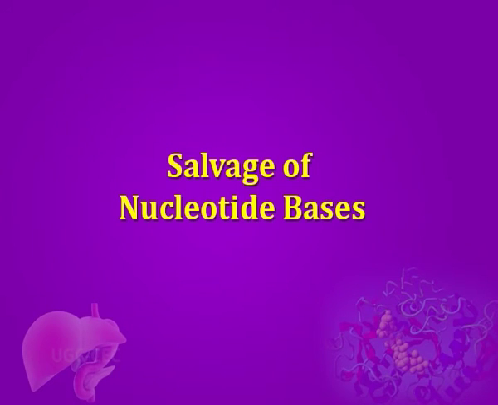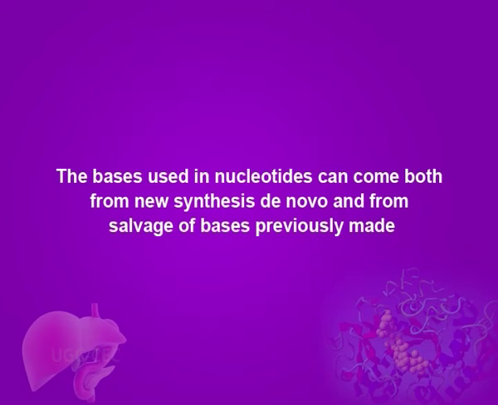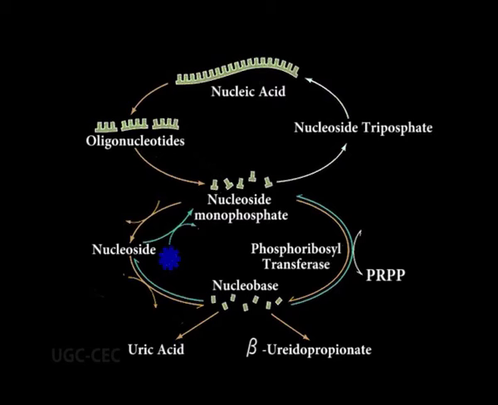Salvage of nucleotide bases. The bases used in nucleotides can come both from new synthesis, that is de novo, or from salvage of bases previously made. The figure below highlights the breakdown or synthesis of nucleic acids along with breakdown or synthesis of nucleotides. The nucleobases such as thymine, guanine, etc. and nucleoside monophosphates can be interconverted by action of the enzyme phosphoribosyl transferase in the presence of 5-phospho-alpha-D-ribosyl 1-pyrophosphate, that is PRPP. The mononucleotides have a central role in the process. They can be converted to nucleoside triphosphates and DNA, or can be converted to nucleosides by action of nucleotidases, or broken down into nucleobases, that is reversal of the phosphoribosyl transferase reaction.